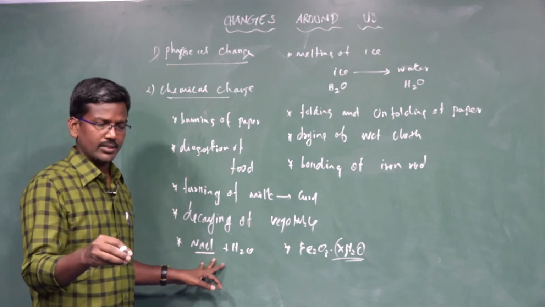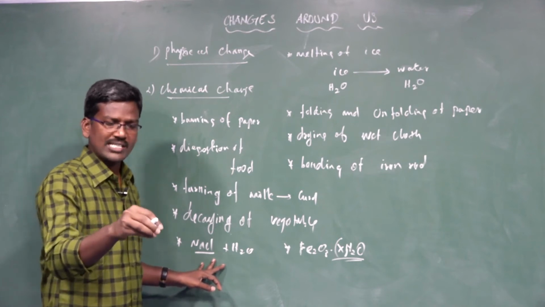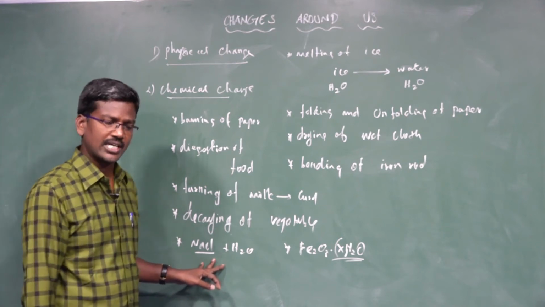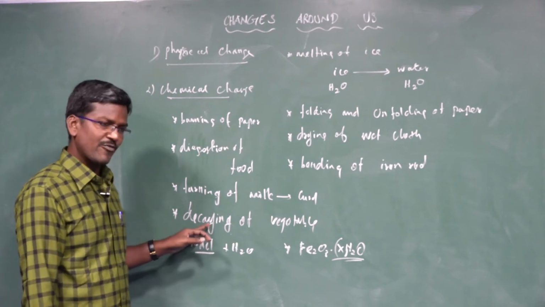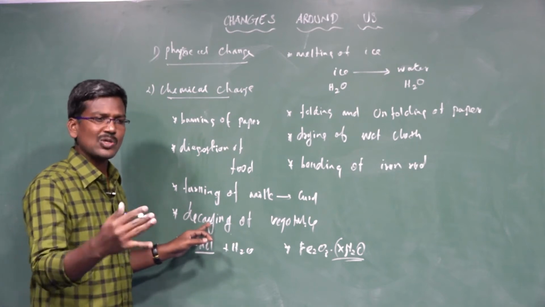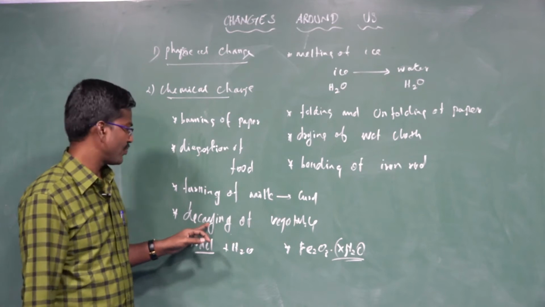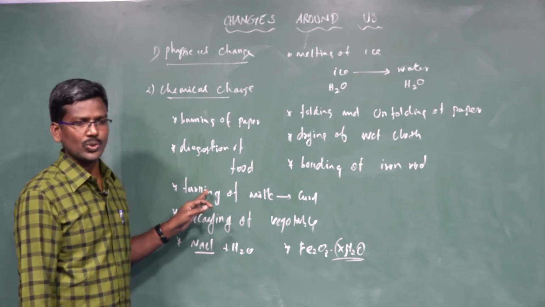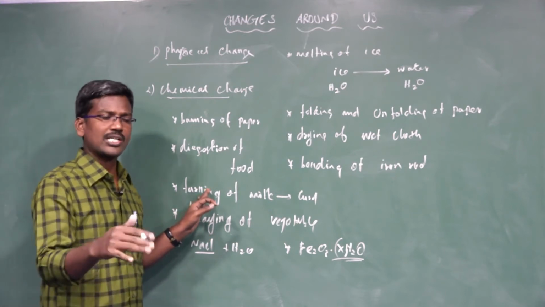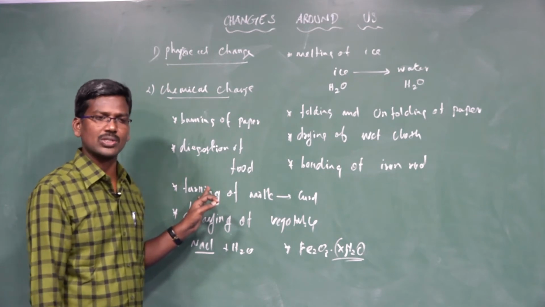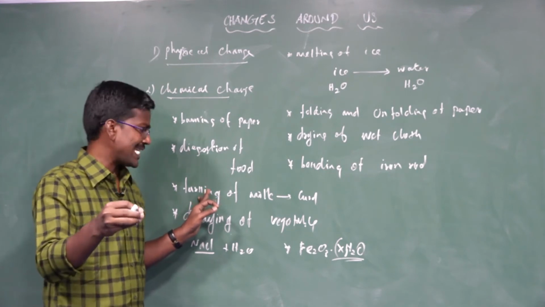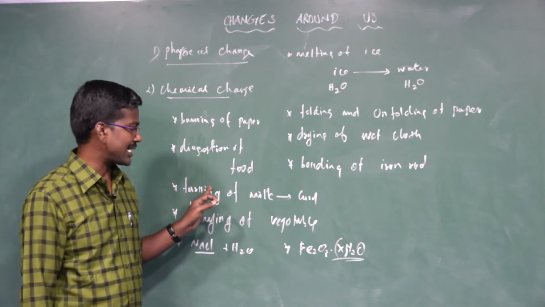Then sodium chloride, salt, dissolved in water to form sodium hydroxide and hydrochloric acid. Decaying of vegetables: vegetables decompose to form rancid products. Then turning of milk into curd: milk can be changed into curd by the lactase enzyme, an enzymatic catalytic reaction.